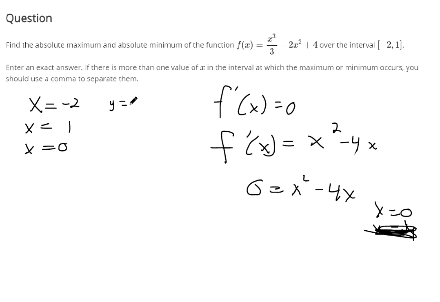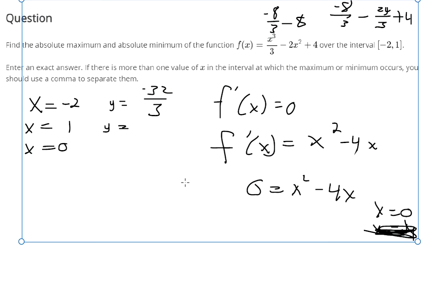If we plug those into the function, -2 cubed is -8, so this is -8 thirds, subtracted by -2 squared is 4, 4 times 2 makes 8. So that's -8 over 3 subtracted by 24 over 3. So that's -32 over 3. Let's see if we can beat it. If you plug in x equals 1, oh, I forgot the plus 4. That serves me right for trying to go too quickly.